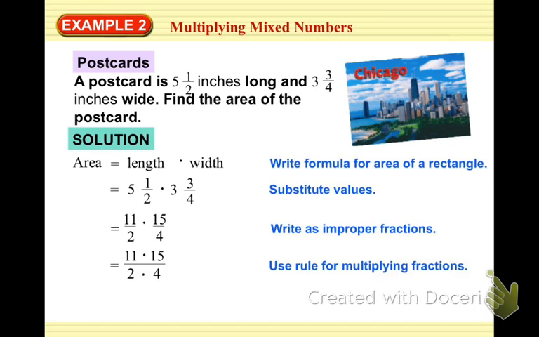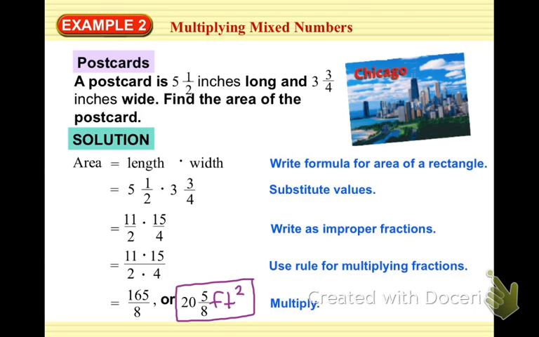Look for anything to cross-cancel. I don't see anything, so we might have a very large numerator. 165 over 8. Now when you have an improper fraction, remember to simplify that. We're taking 165, dividing by 8, and then writing the remainder as a fraction over the denominator of 8. And in this case, we want to make sure to include the units. So our final solution here for the area of this postcard would be 20 5/8 feet.